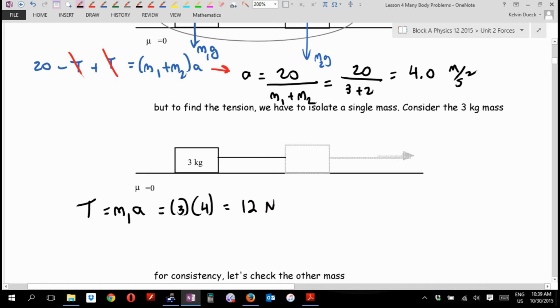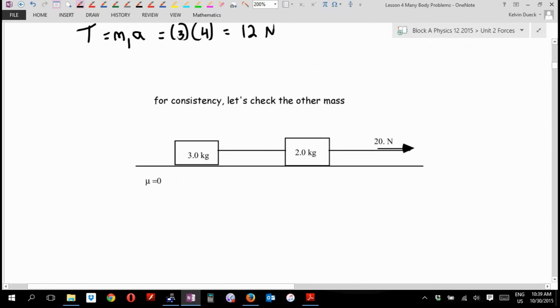Did you do it? What, Jordan? What if I decided to use mass 2? You'll get the same answer. It's going to have a few more forces. It's going to be a more complicated equation, which is why I wouldn't have used it. But you know what? For consistency, let's check the other mass.